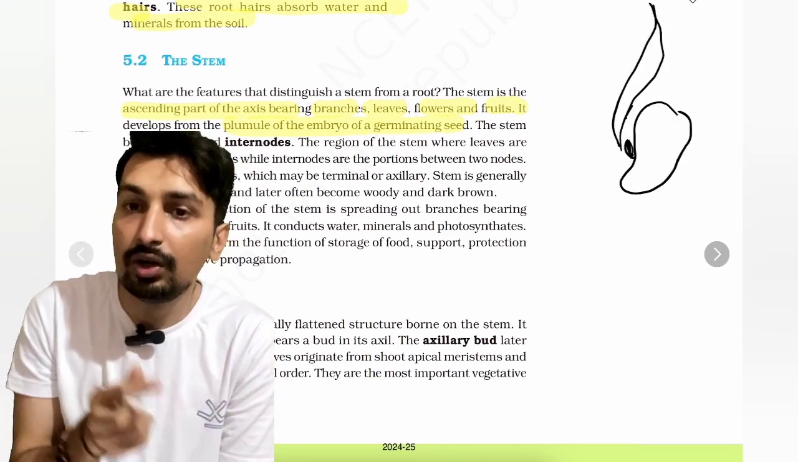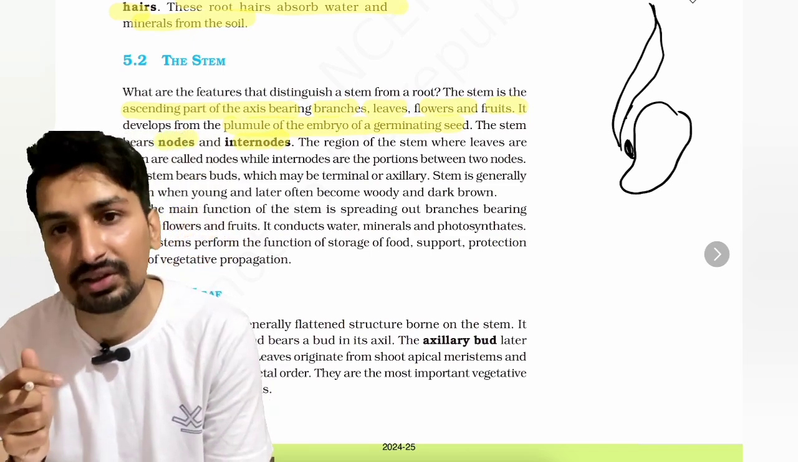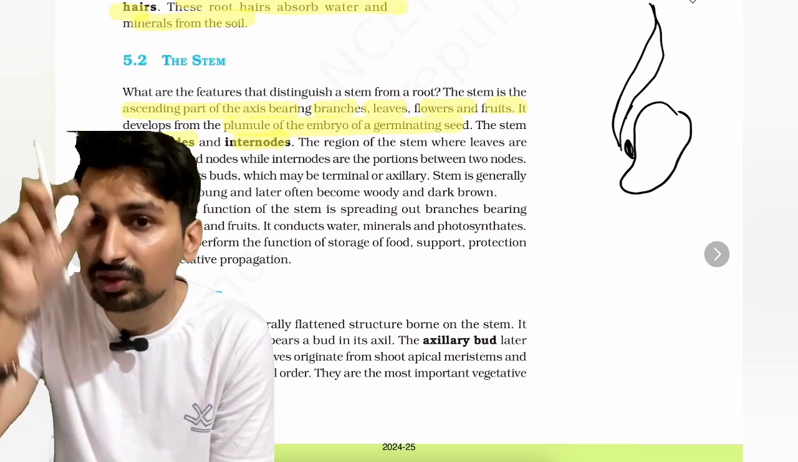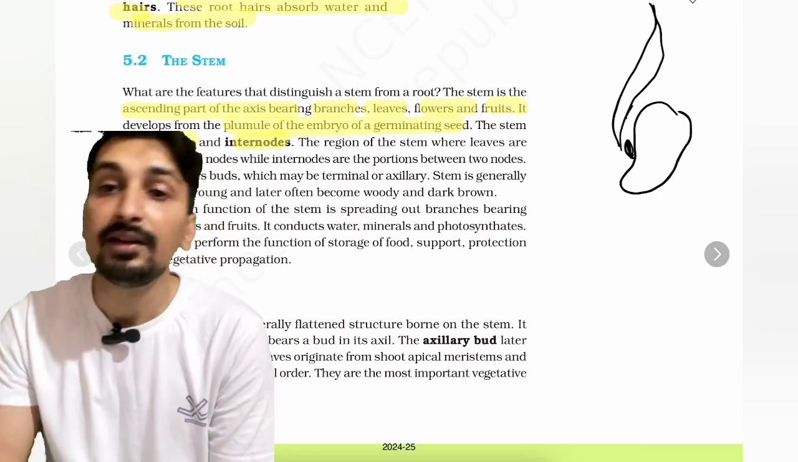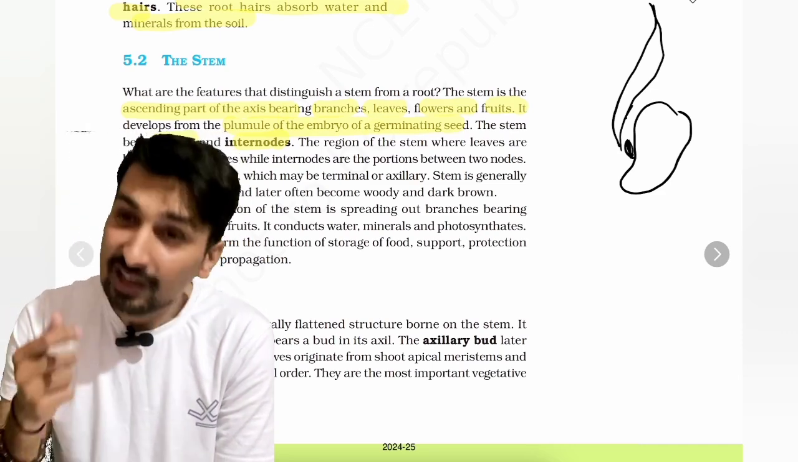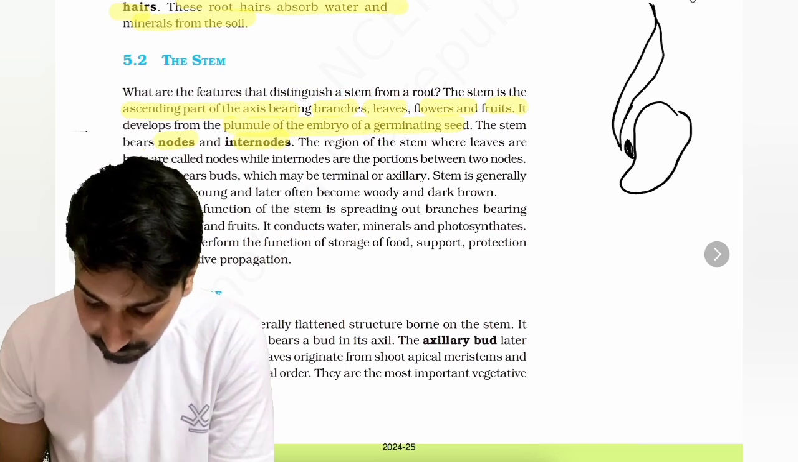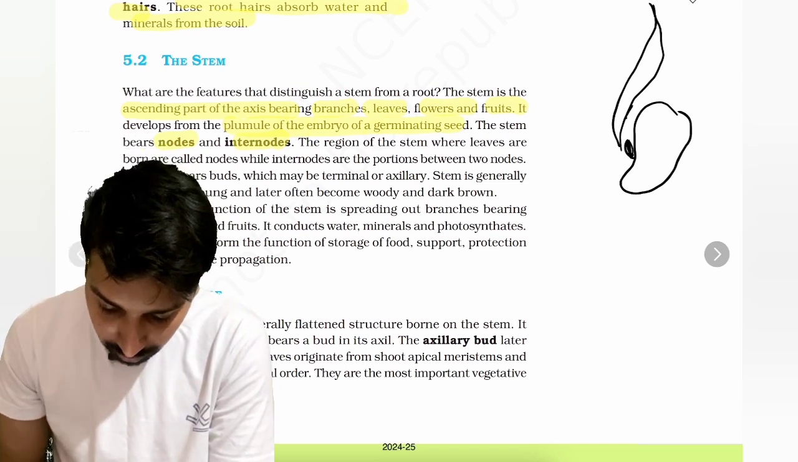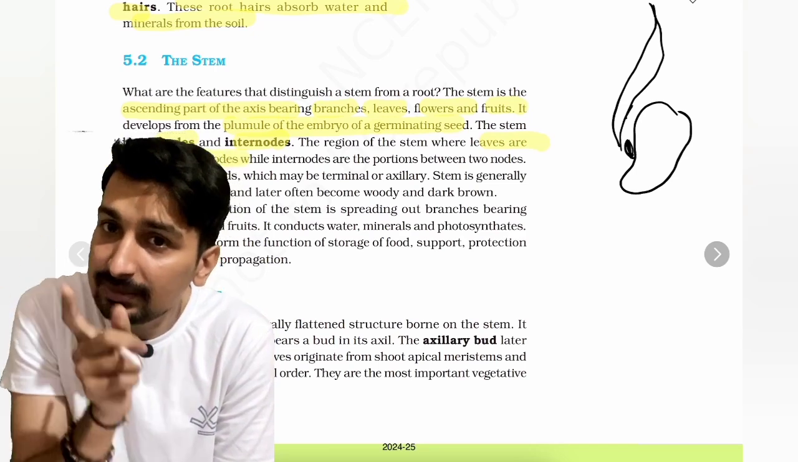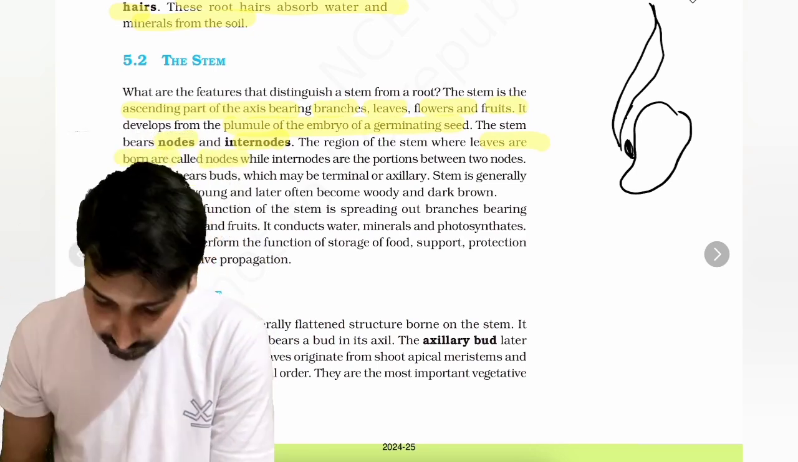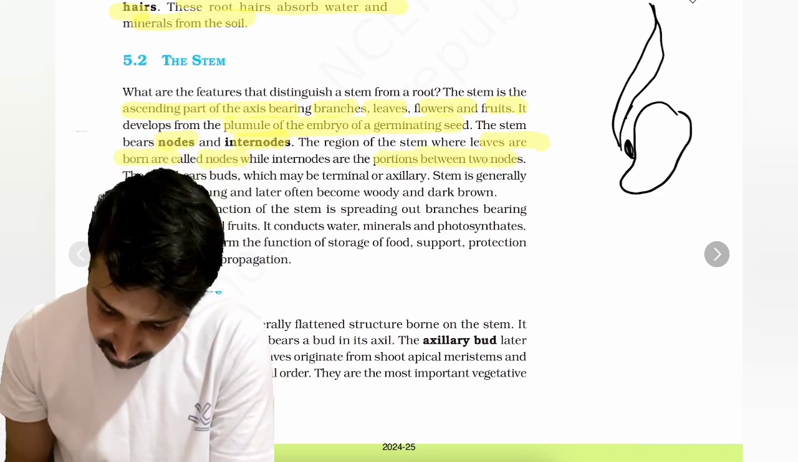Stem has nodes. Nodes means in between it has small strong points, right? You have seen sugarcane, for example. Sugarcane has some hard structures in between, that is node, and between those hard structures, the part that you can easily eat, that is known as internode. Otherwise, from nodes where other branches can come out, that can be node. So the region of the stem where leaves are borne is called node. The region from where leaves or other stems come out is known as node, whereas the portion between two nodes is known as internode.